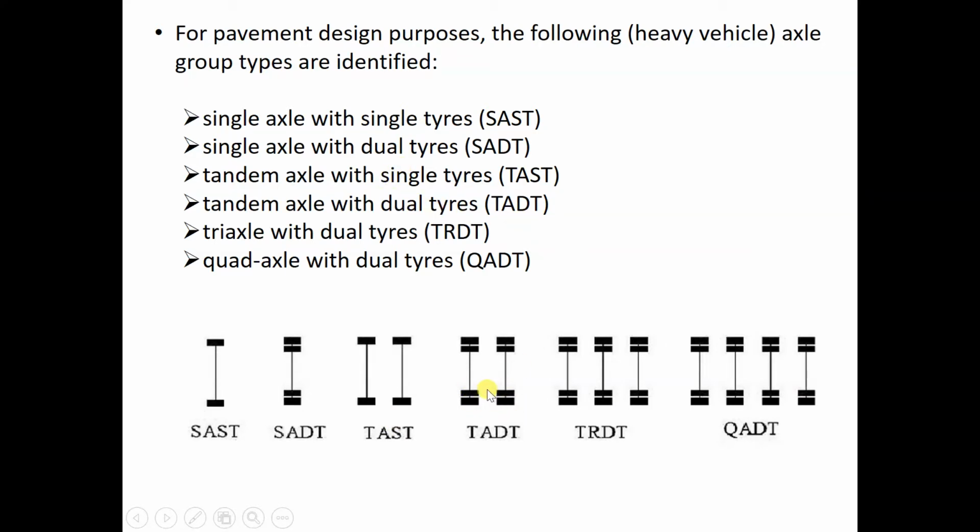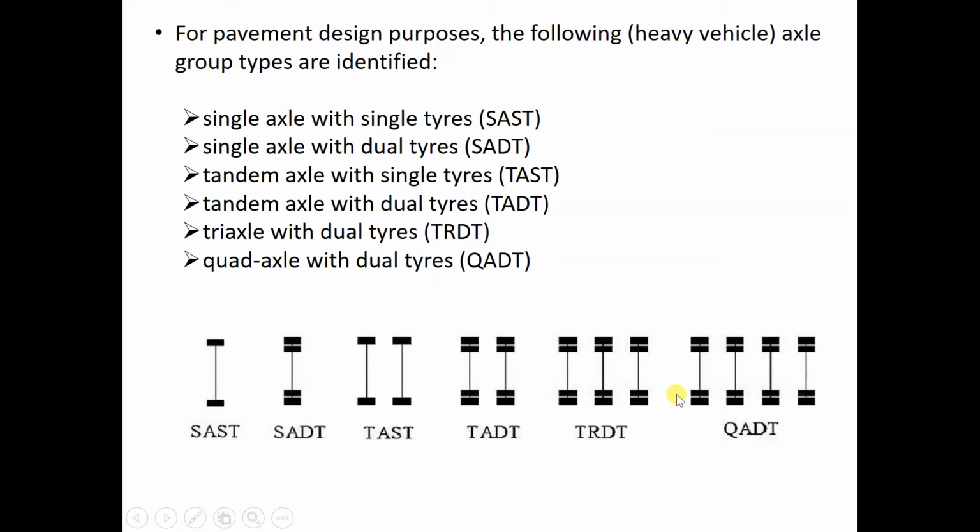So that means it has 2 axles grouped together, both with dual tires. And then this one is a tri-axle with dual tires, 3 axles, tri-axles, and then the quad axle with dual tires.